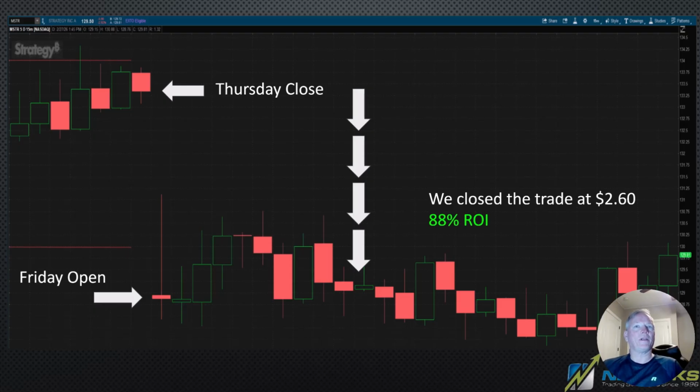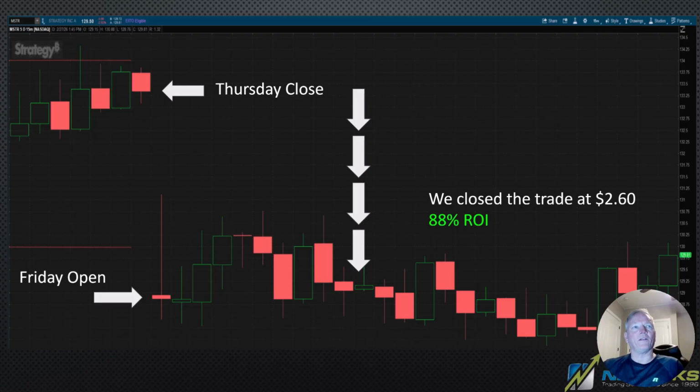Now we had closed our trade a little early, but we did receive and recognize an 88% return on our investment. So we exited that trade at $2.60, got in at $1.38, and got out at $2.60 on an overnight trade. So in this case, with a put debit spread, again, we wanted price to go down, as you can see from the arrows, and it did, and we profited nicely by holding this trade a little longer into the day.